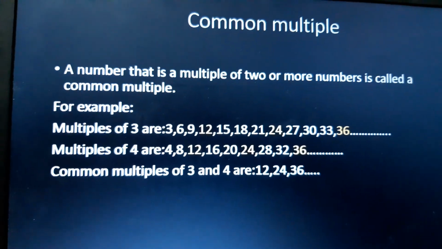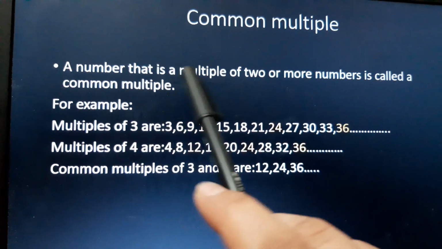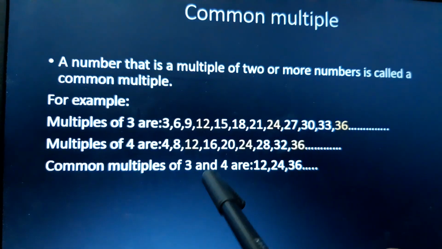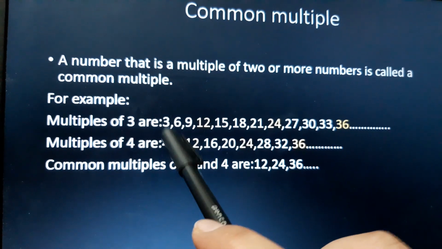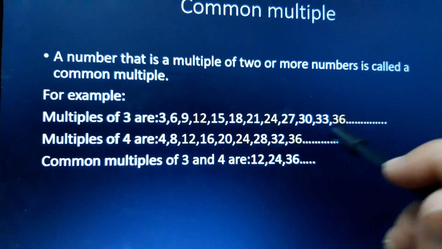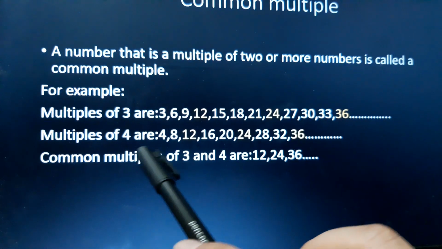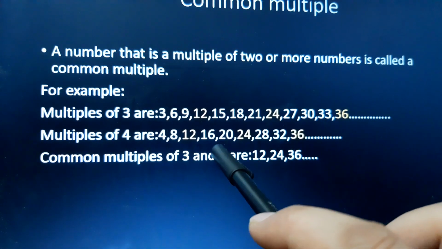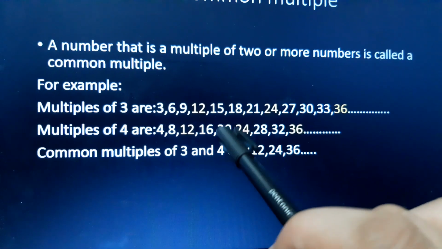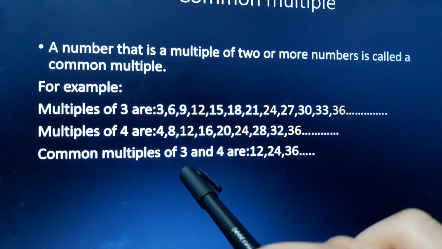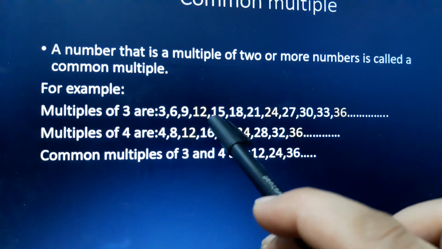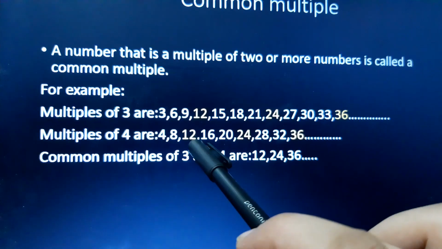Now next is common multiple. A number that is a multiple of two or more numbers is called a common multiple. For example, multiples of 3 are 3, 6, 9, 12, 15, 18, 21, 24 and so on. Similarly, multiples of 4 are 4, 8, 12, 16, 20, 24 and so on. So what we have observed here is the common multiples of 3 and 4 are, now the first common multiple is this 12. So the first common multiple is 12.